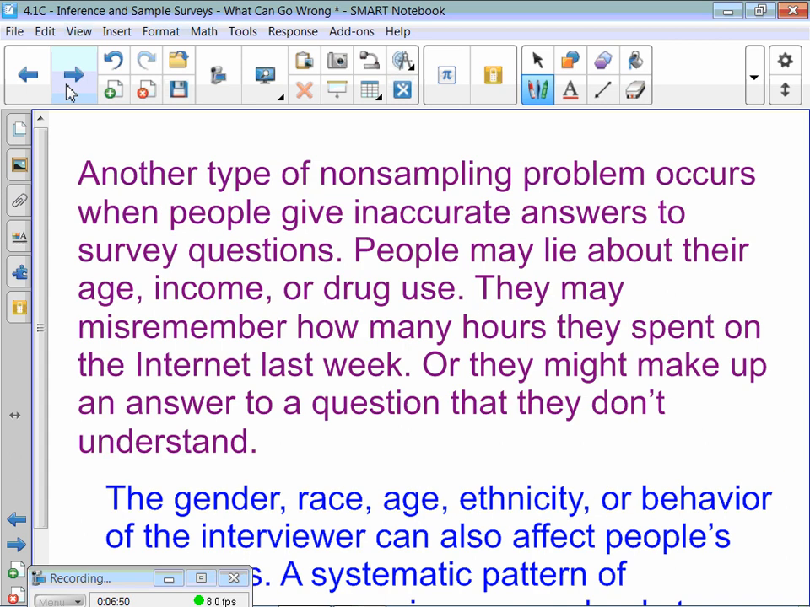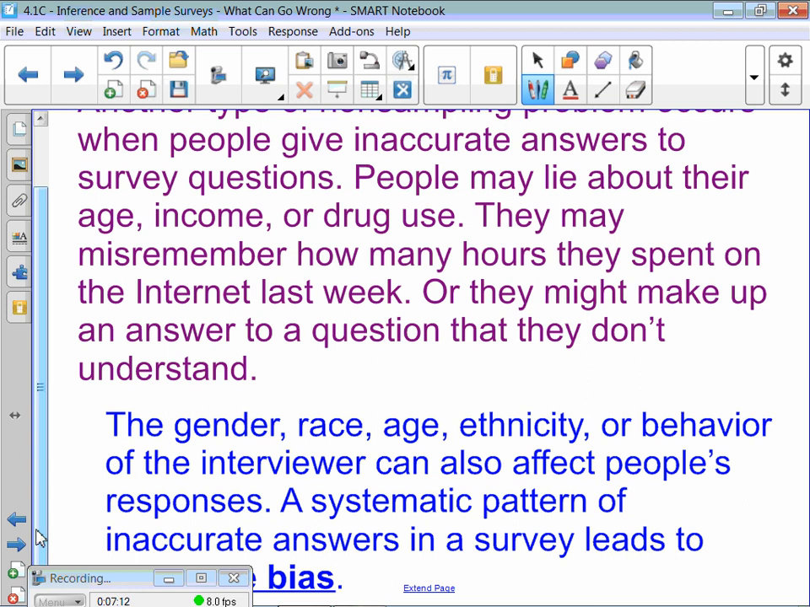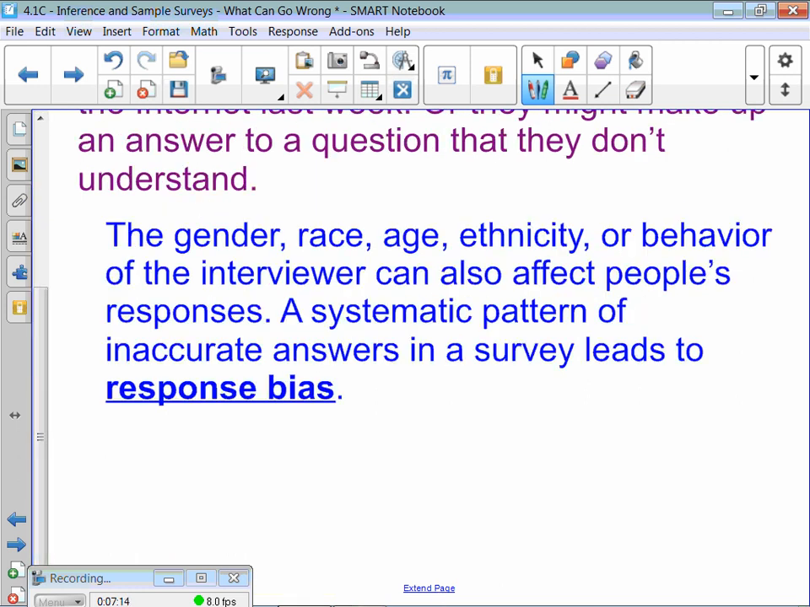Another type of non-sampling problem occurs when people give inaccurate answers. People might lie about their age, their income, or their drug use. They may misremember how many hours they spent on the internet last week, or they might make up an answer to a question they don't understand. Basically, this is called response bias, when people give inaccurate answers. They may be lying, or they may not know that they're lying, but either way, it's response bias.